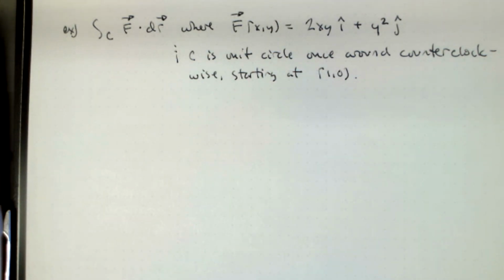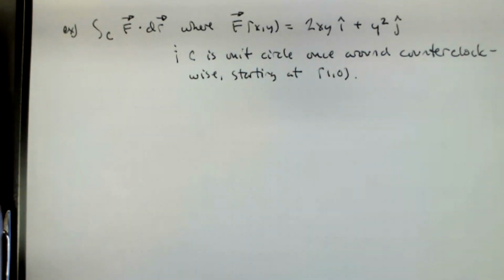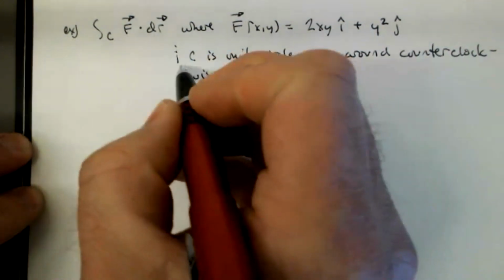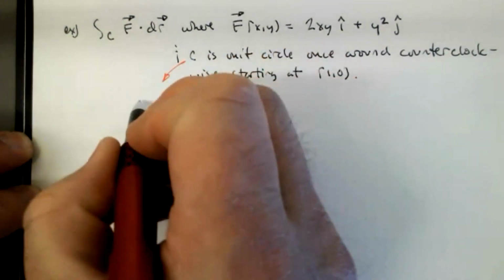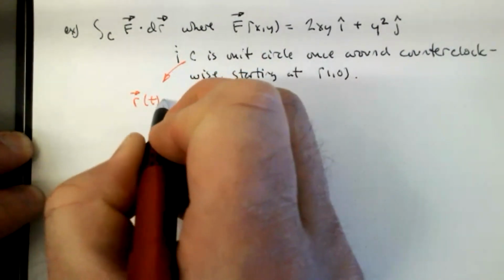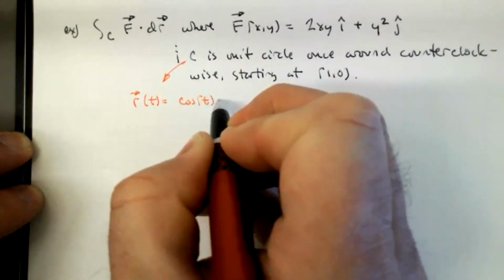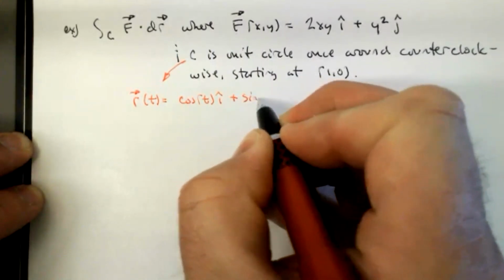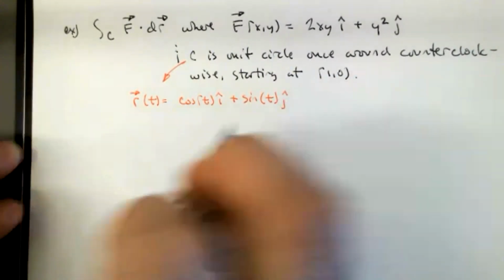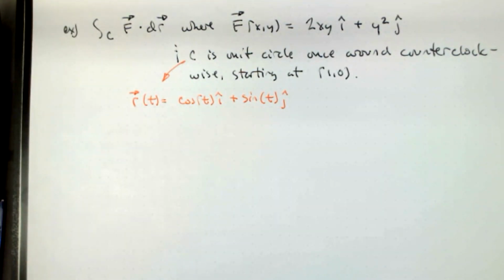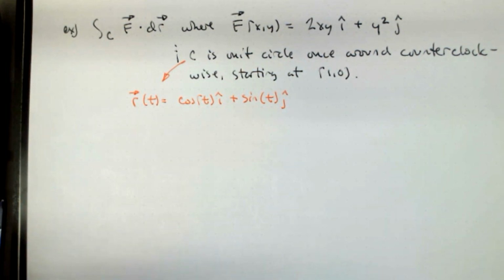We have our vector field. That's easy. We need to get a dr, and we need to describe this set of points in a way that the integral will understand. So we need to parameterize the curve. So C, we can parameterize C with r of t equals cosine t i plus sine t j for t between 0 and 2 pi to go all the way once around, starting at (1, 0).